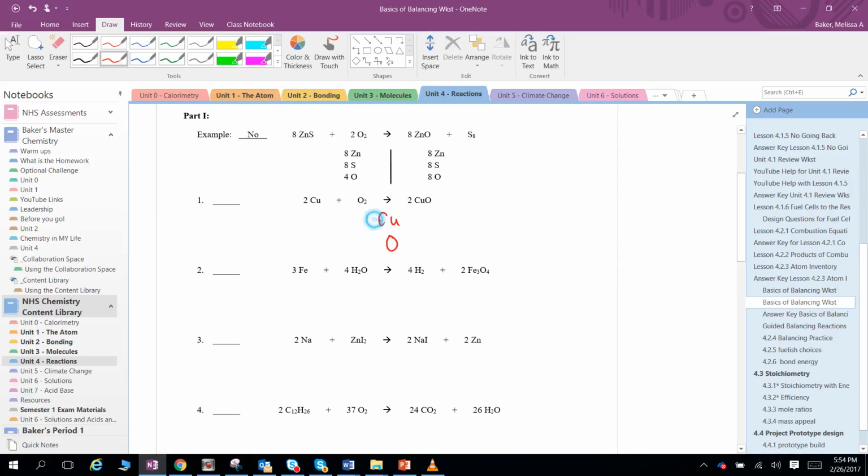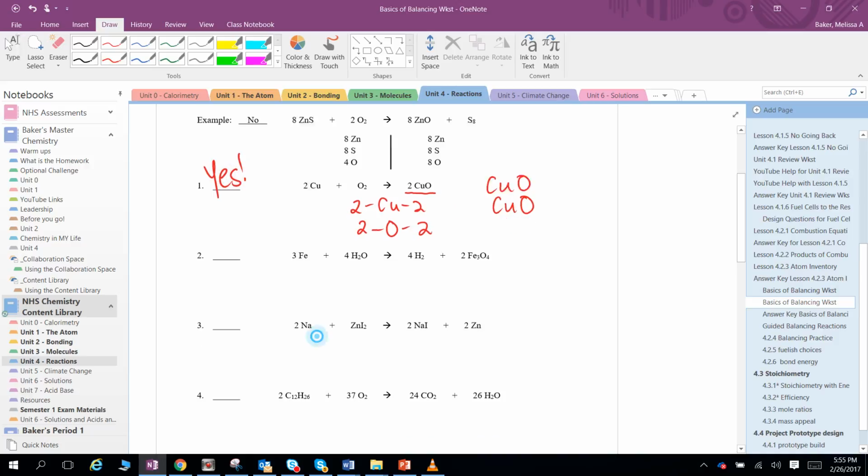So copper's on the left of the arrow, there's 2. Copper's on the right of the arrow, 2. Oxygen's on the left, there are 2, and remember that 2 carries through the entire thing, so this is 2 copper, 2 oxides, so that means there are 2 oxygens. So yes, this first one is definitely balanced.